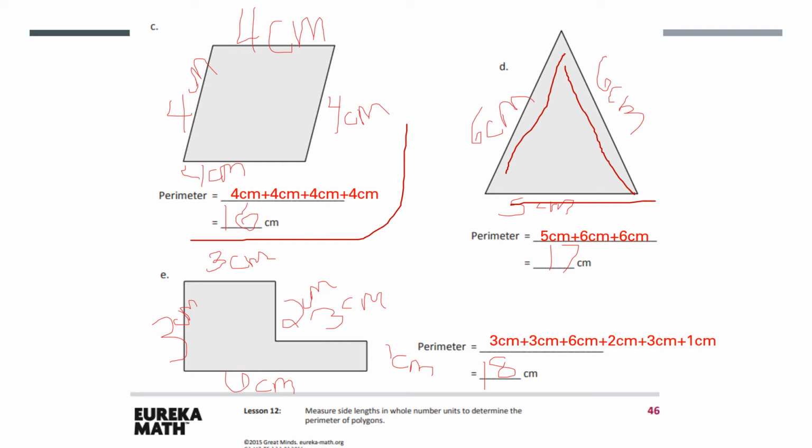And finally, for this last one, it's a little bit trickier. As you can see, we had 3 centimeters, 2 centimeters, 3 centimeters, 1 centimeter, 6 centimeters, and 3 centimeters. So we wrote all that out, which gave us 18 centimeters. I can't remember now for D if I told you the final answer, but it was 17 centimeters.